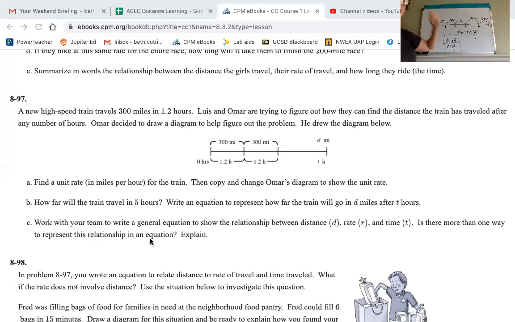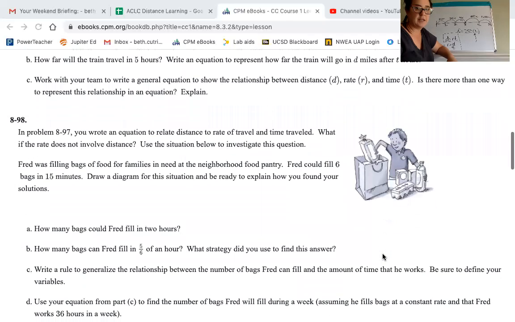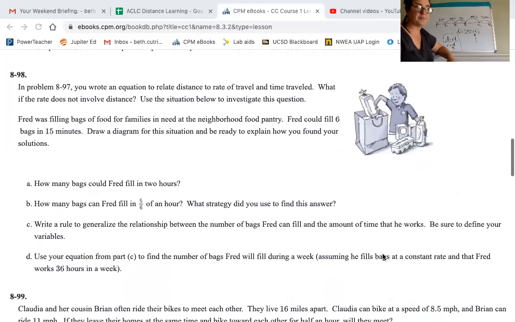Figuring out physics problems and whatnot. Okay, so where are we on time? Where do we find that? 7 minutes. So I think we can finish up with 98 in this video.